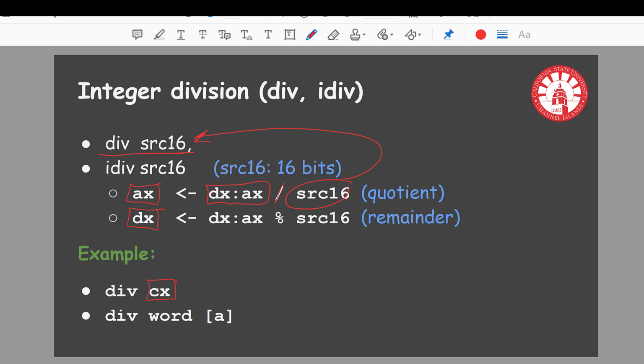Here's an example. We have the CX register. CX is 16-bit. Therefore, you have your DX concatenated with AX being divided by CX. And then the result, the quotient, is going to be stored in the AX register, and the remainder is going to be stored in the DX register. Therefore, you have your DX, AX, the remainder with your source, which in this case is our CX register.